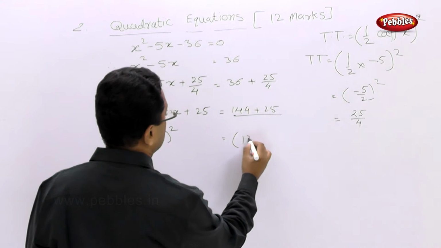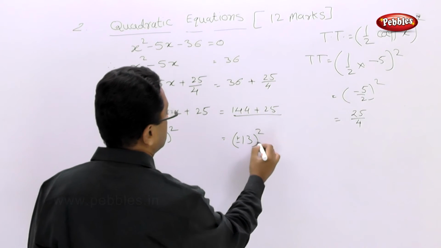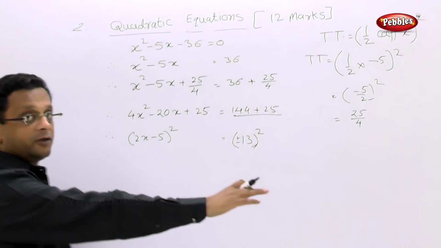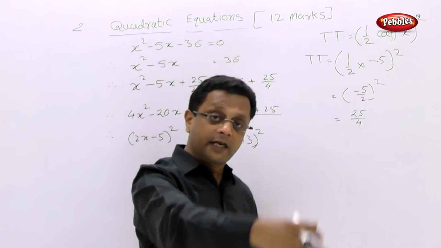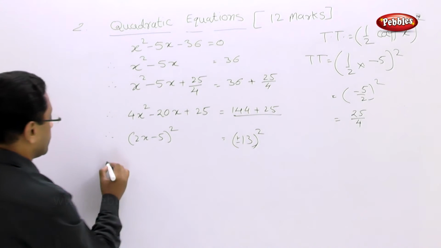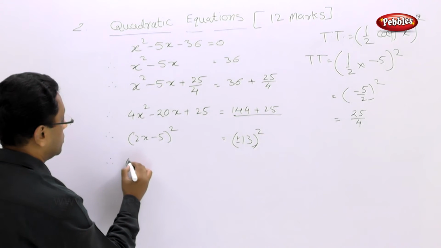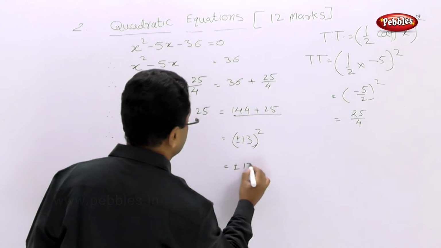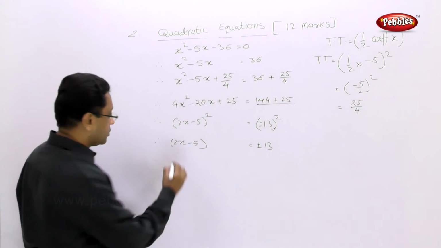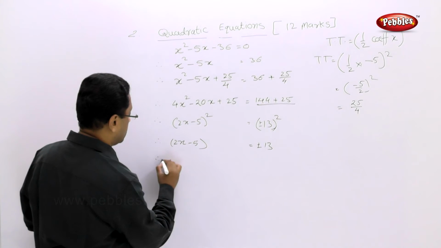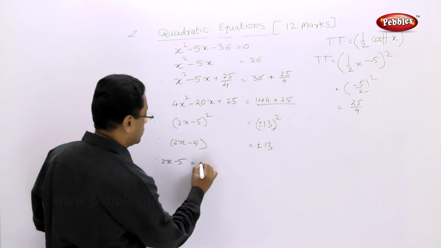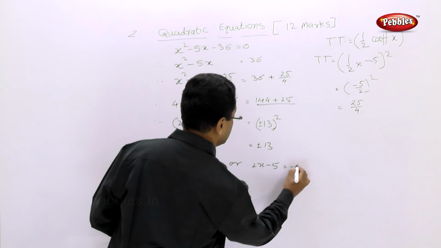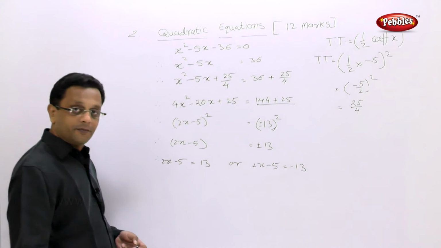So it is plus minus 13 square, right? So now again write, taking square root of both the sides. What will we get? 2x minus 5 is equal to plus minus 13. So 2x minus 5 is equal to 13, or 2x minus 5 is equal to minus 13.